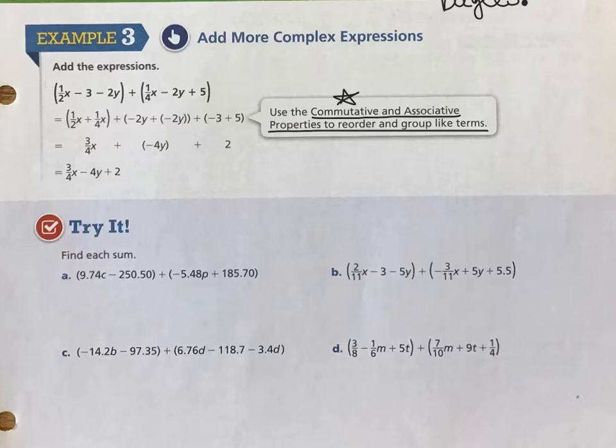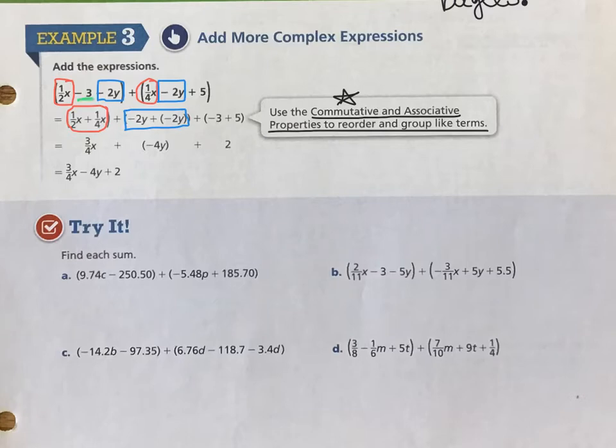So here we have 1/2 x and 1/4 x, and you'll notice that those terms are put together here. Then we have our terms with y. We have negative 2y and negative 2y. So here are those terms right there. And then we have our constant terms, and our constant terms are just the numbers.